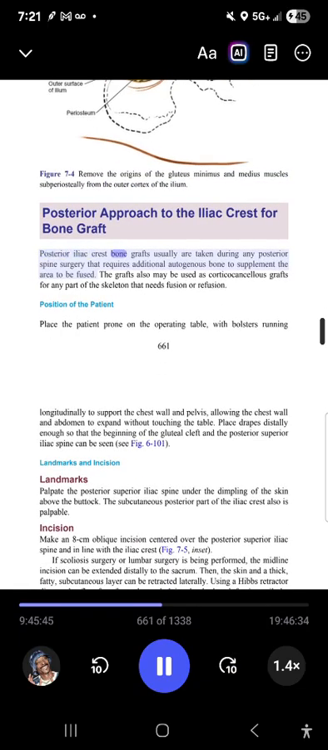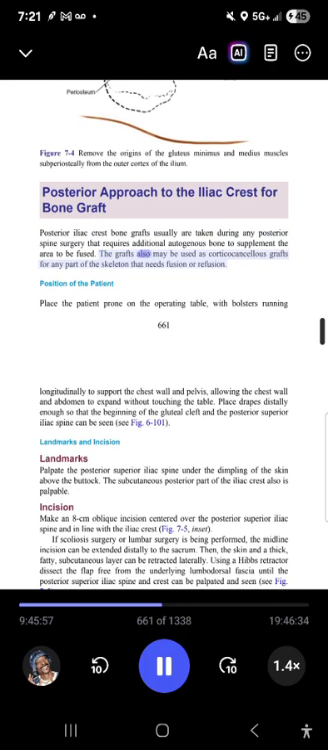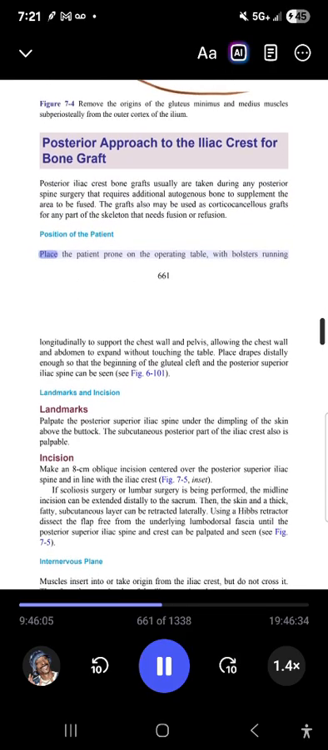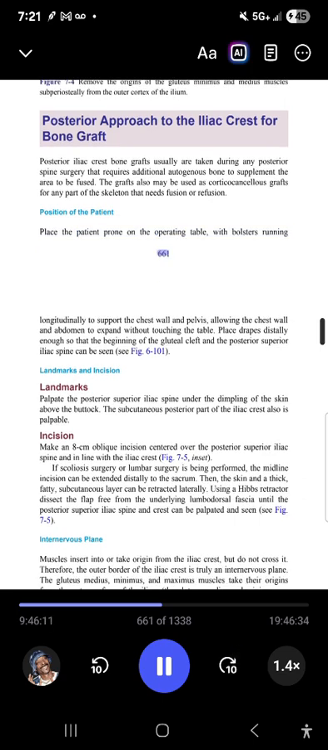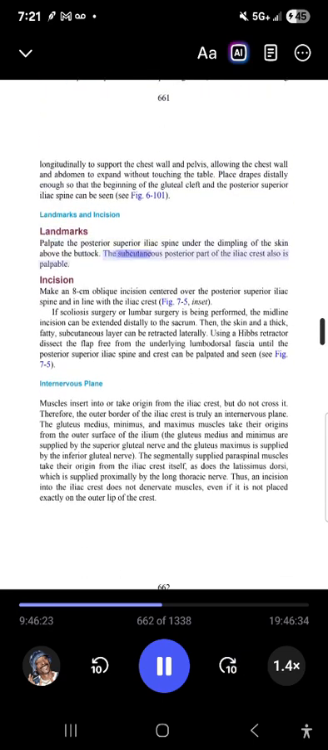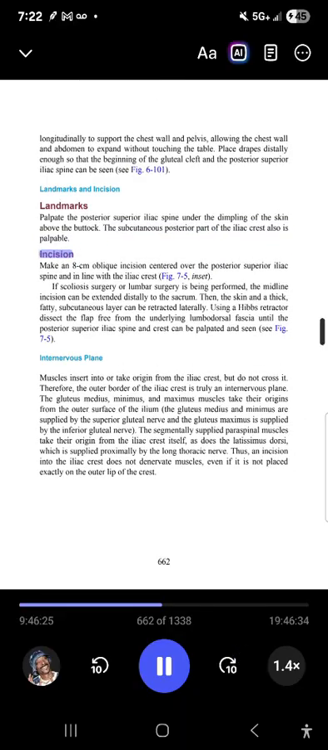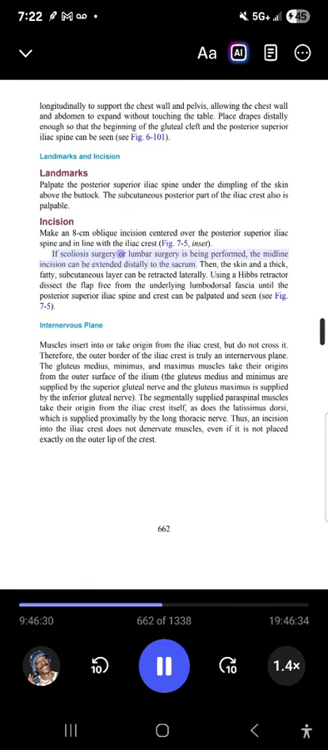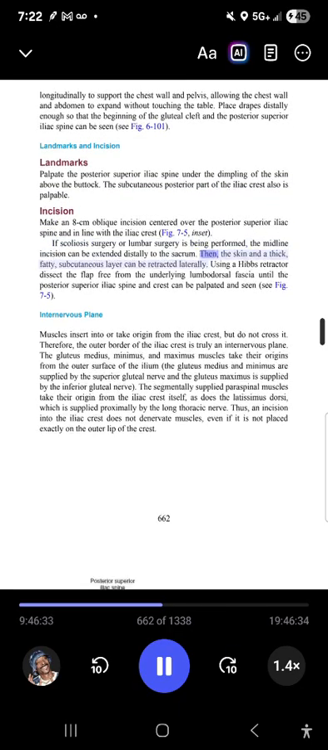Posterior iliac crest bone grafts usually are taken during any posterior spine surgery that requires bone graft. The grafts also may be used as cortical grafts. Position of the patient. Place the patient prone on the operating table. Place landmarks. Palpate the subcutaneous posterior part of the crest. Make an incision when scoliosis surgery or lumbar surgery is being performed.